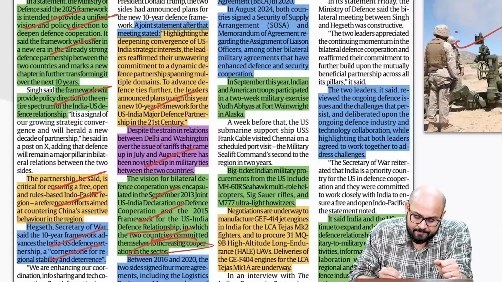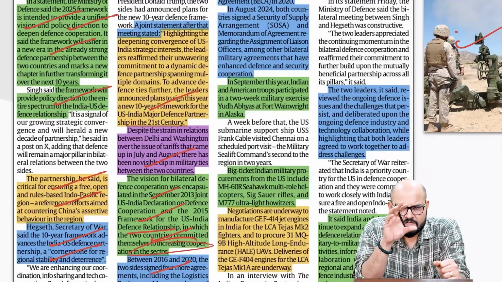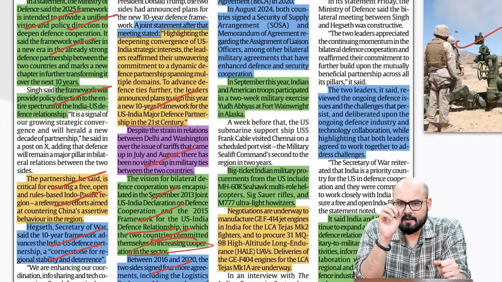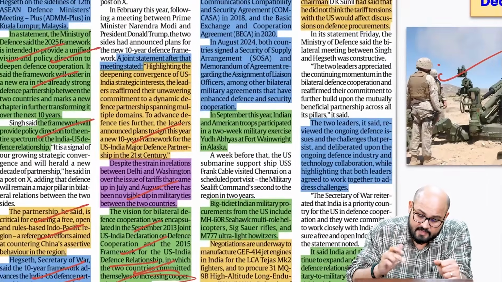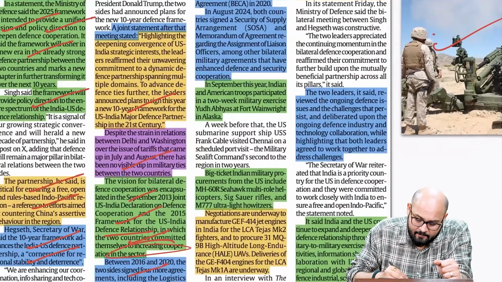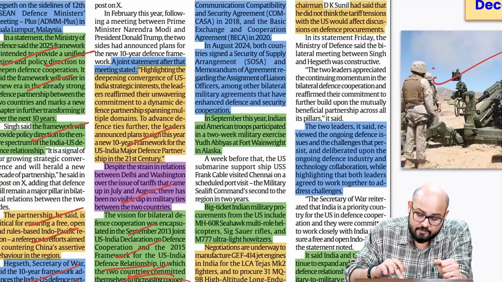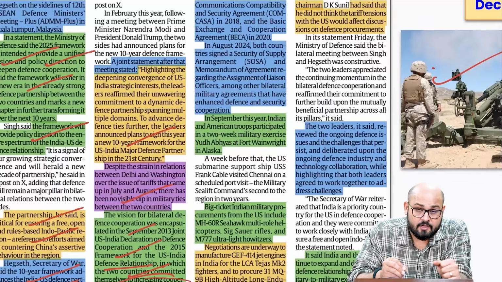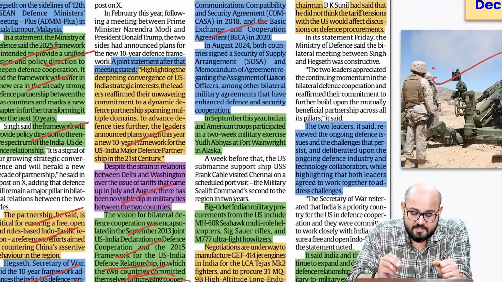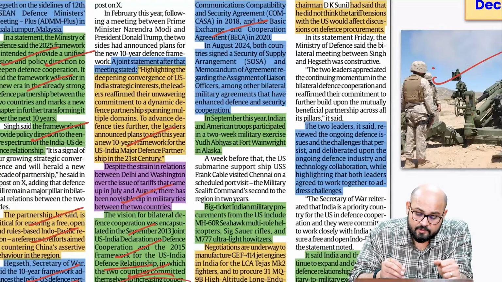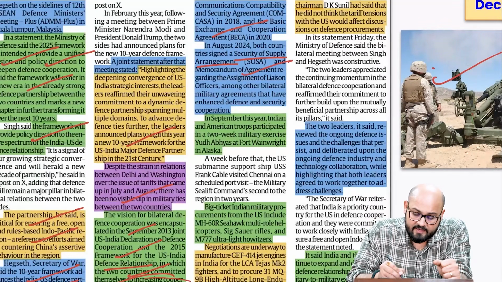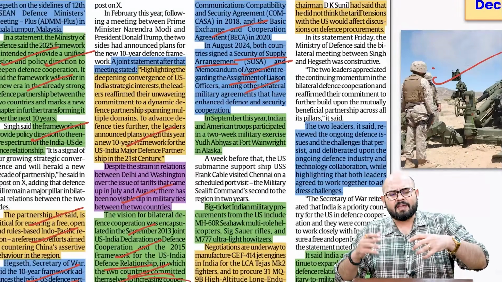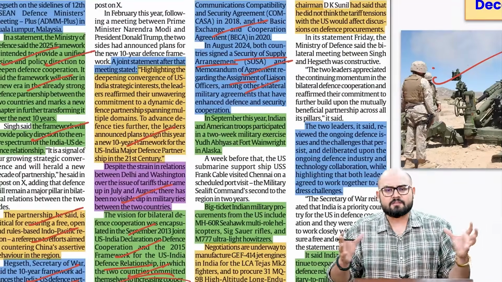Between 2016 and 2020, the two sides have signed the four foundational agreements. We'll talk about that: LEMOA, BECA, COMCASA, and GSOMIA. Right? We have signed the LEMOA, Logistics Exchange Memorandum of Agreement. Then we also signed the COMCASA, that is the Communications Compatibility and Security Agreement in 2018, and then the Basic Exchange and Cooperation Agreement in 2020. In August 2024, both countries also signed the Security of Supply Arrangement, SOSA, and the Memorandum of Agreement regarding the assignment of liaison officers, among other bilateral military agreements. So we have been collaborating in different defense domains.